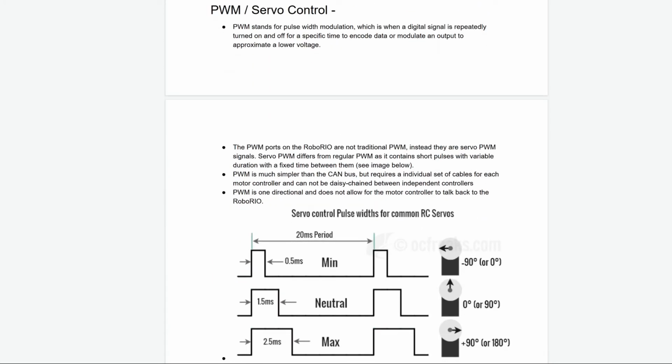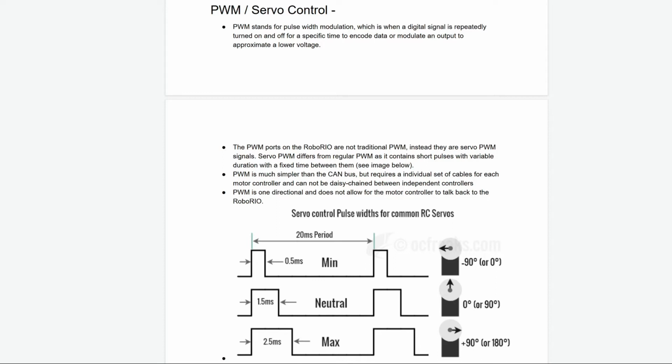PWM is the other way we can control motor controllers on the robot. It stands for pulse width modulation, and it's just turning on and off a signal very quickly to encode data. It's one directional, which means you can only send data to controllers, can't get anything back. It requires an independent wire for every single motor controller, and it requires an individual port on the RoboRio for every single motor controller, which means you are sort of limited by how many DIO ports you have.